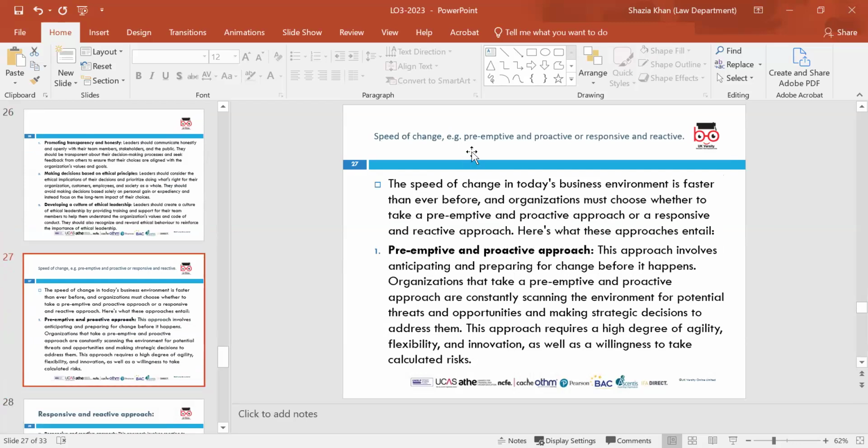Speed of change: preemptive and proactive, or responsive and reactive. The speed of change is faster than ever, and it keeps growing. Organizations are striving to change things and have proactive change management in place as well. Change occurs in different organizations, internally and externally.